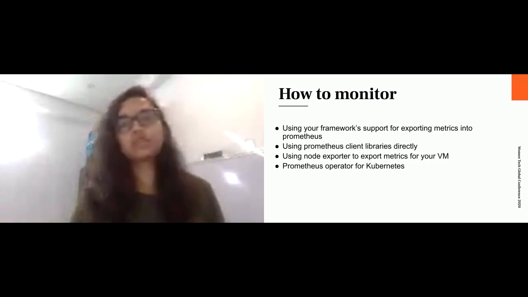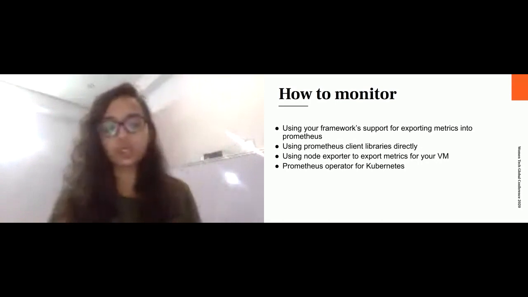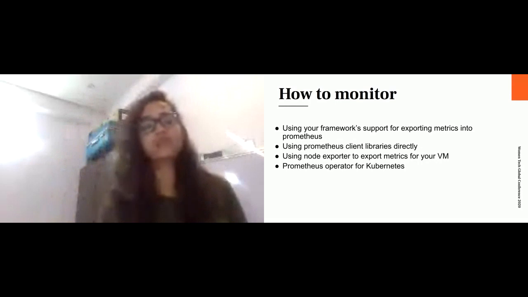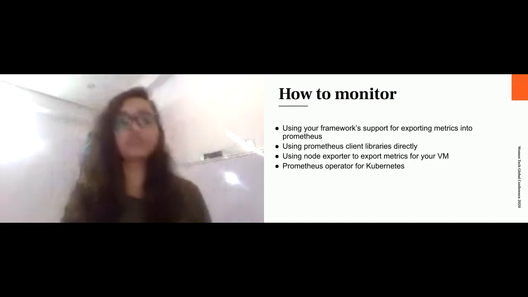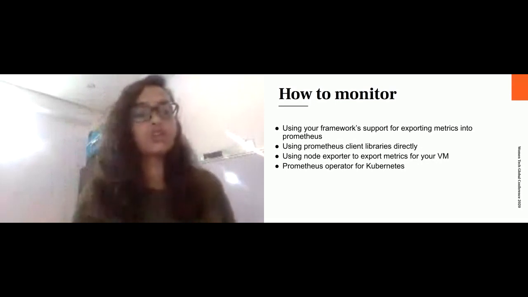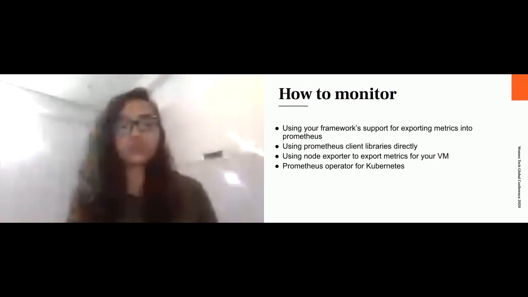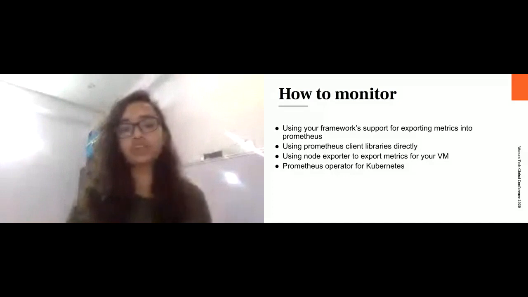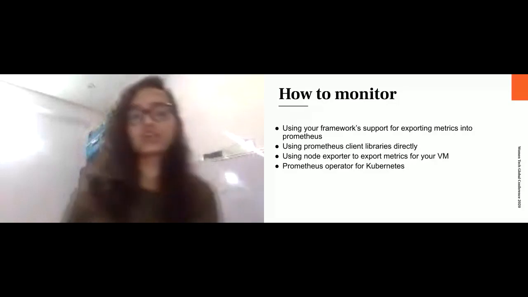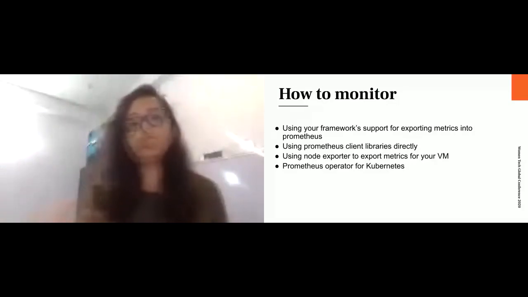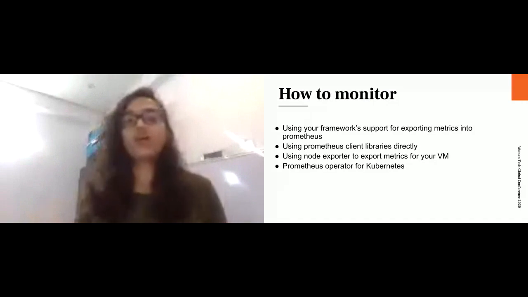For example, I built a Java project with the Spark framework, and I used Micrometer for exporting my metrics to Prometheus. So that was a library. You can use Node Exporter to export metrics for your VM. We also want to look after the Linux VMs, or VMs in general, which we are using. For that, we have Node Exporter.